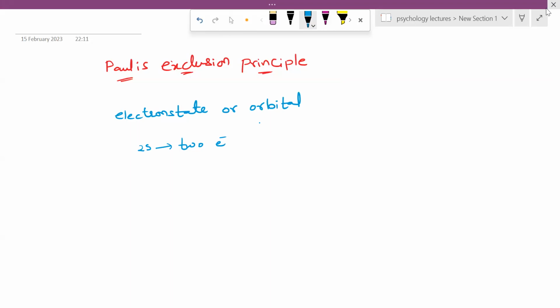Based on this, we can say how many electrons each subshell can have. Suppose, for example, when we take the s subshell, it can accommodate two electrons. When we take the p subshell, we know that the p subshell has three orbitals. So 3 into 2, it can accommodate a maximum of 6 electrons. And the d subshell has 5 orbitals. So 5 into 2, 10 electrons. And the f subshell has 7 orbitals, 7 into 2, 14 electrons can be accommodated in these subshells respectively.